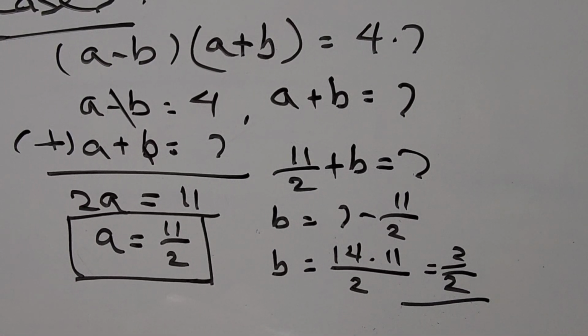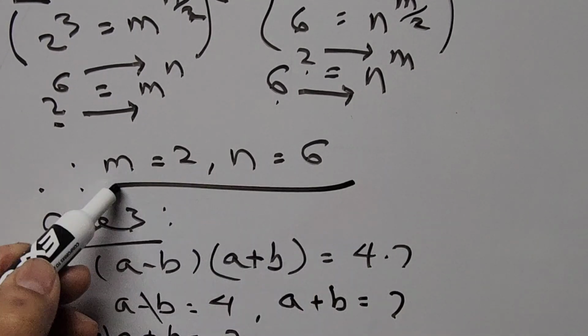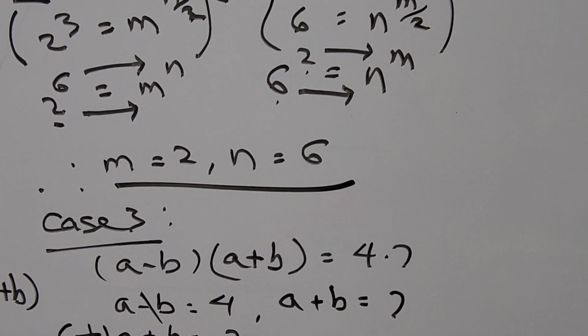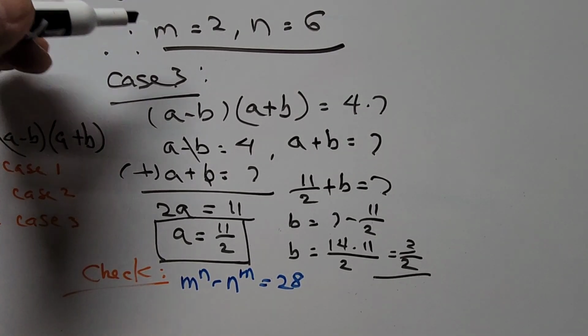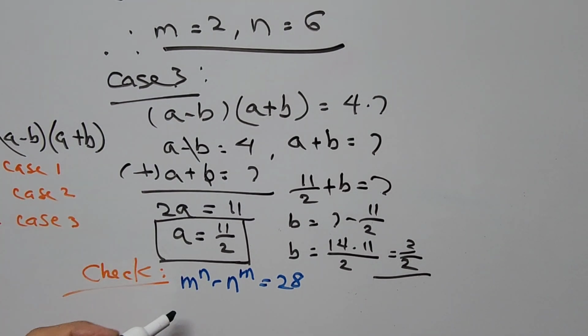And so now if you go back to case 2 where we found the value of m and n as 2 and 6 respectively on here. So now let's go and check our answer, the value of m and n, right? So let's check our answer. So we have our equation m to the power of n minus n to the power of m equals 28, and we have the value of m here as 2 and n is 6. Substitute that into our equation. So we have 2 to the power of 6 minus 6, that's n to the power of 2. Is this equal to 28?